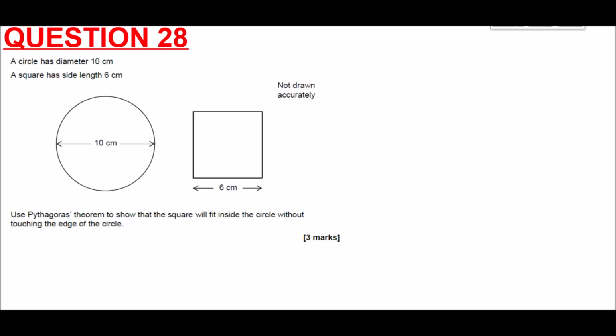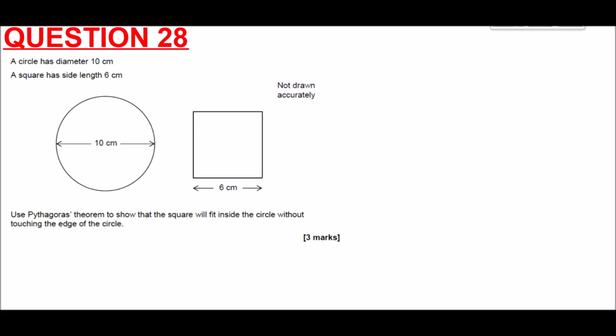And the last question now, question 28, is about a circle and a square. This question's quite nice in terms of it says what you need to do. We're going to use Pythagoras' theorem to show that the square will fit inside the circle without touching the edge of the circle.